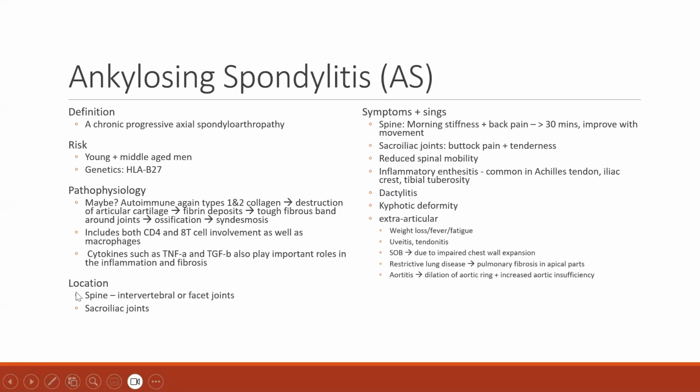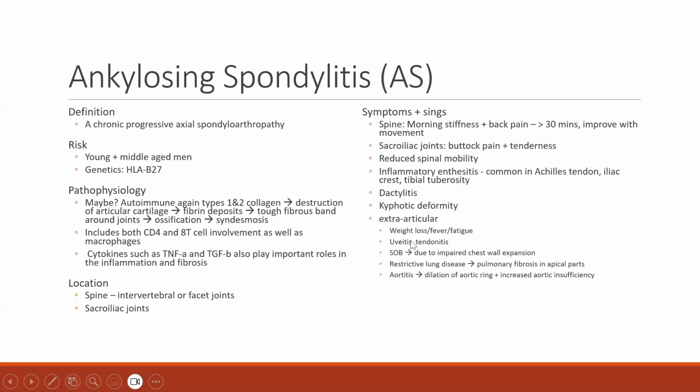Locations are mostly in the spine or sacroiliac joint. Symptoms and signs: in the spine, we get morning stiffness and back pain lasting around 30 minutes, with improvement on movement, inflammatory joint pain. At the sacroiliac joint, we get buttock pain and tenderness. We get reduced spinal mobility. We get inflammatory pain in some of our tendons. We get pain, dactylitis. We get kyphotic deformity of the back.